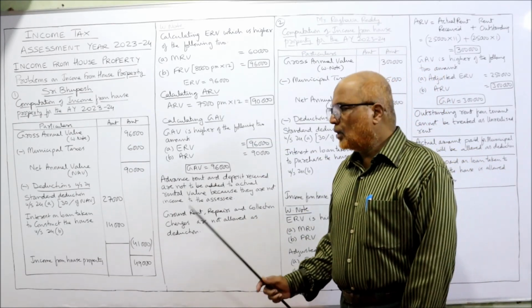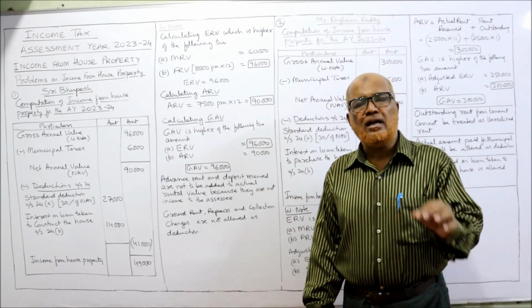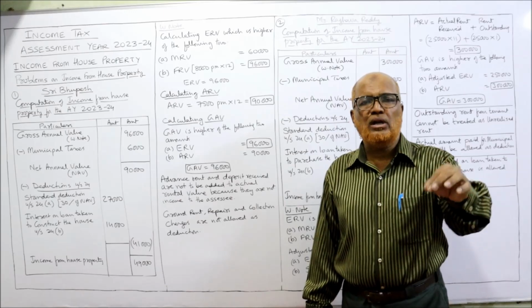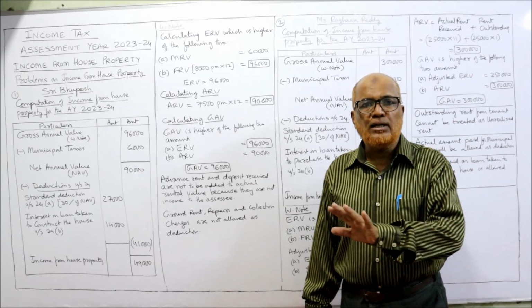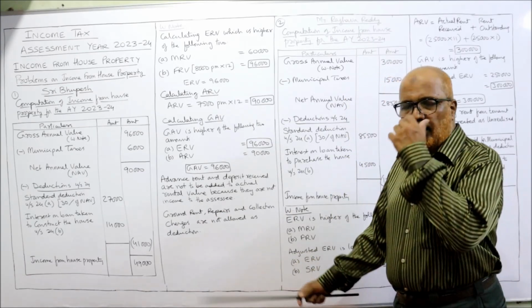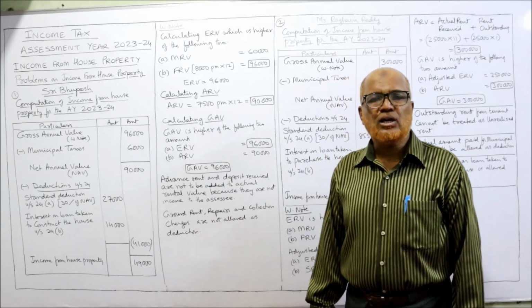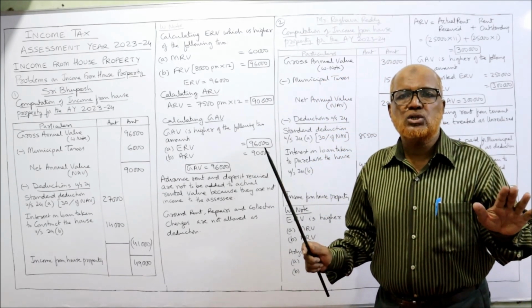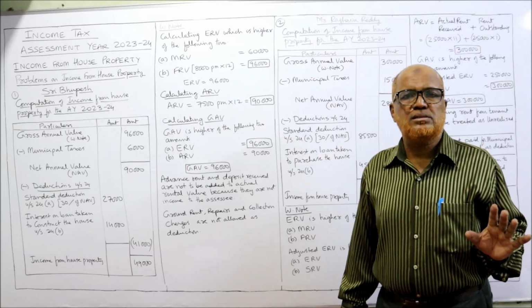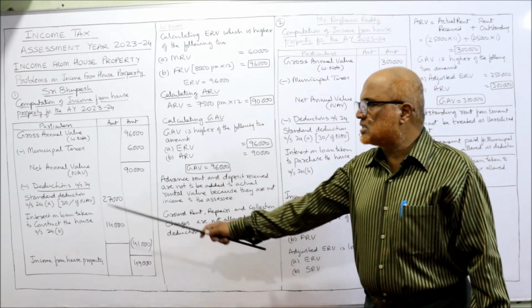That's all. In the working note you should write down that advance money received by the owner and deposit money received by the owner from the tenant is not income. It should not be treated as income. Secondly, ground rent, insurance, repairs, collection charges: no deduction will be allowed for all these payments made by the owner, because one common deduction is given, that is standard deduction.